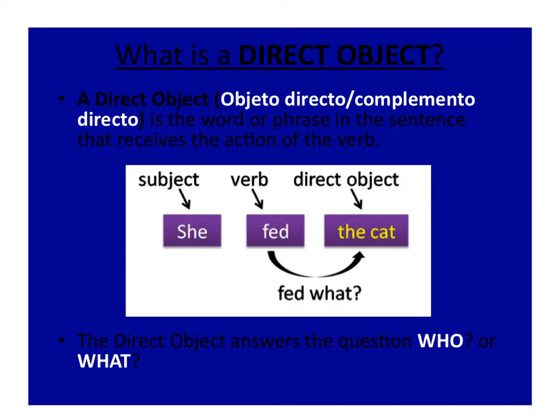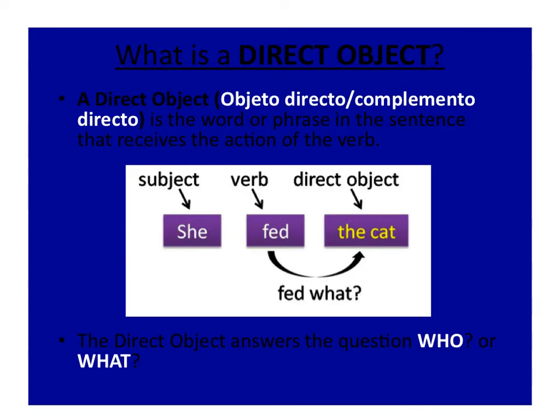For example, in the sentence, she fed the cat. She is the subject. Fed is the action, the verb. She fed what? The cat. The cat is your direct object.